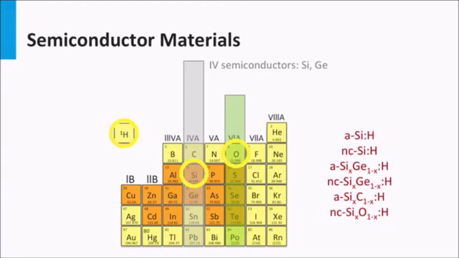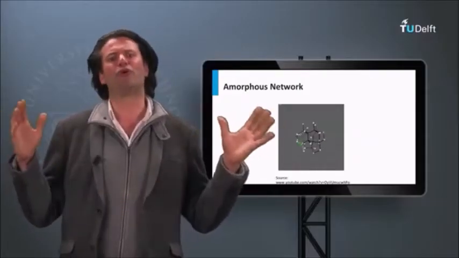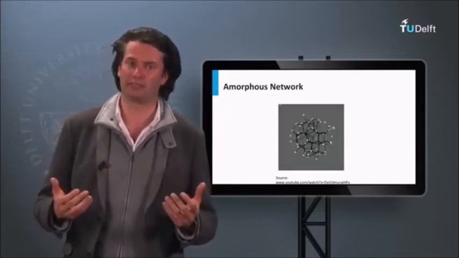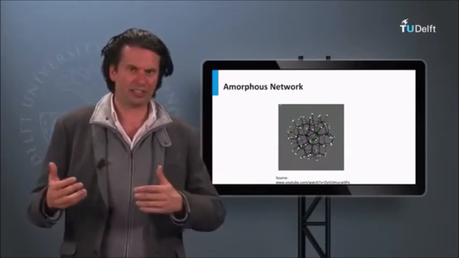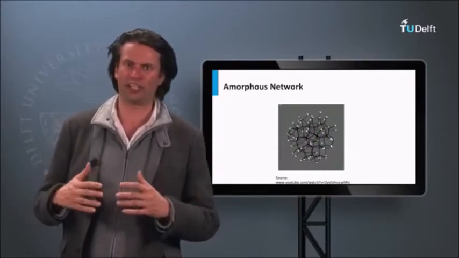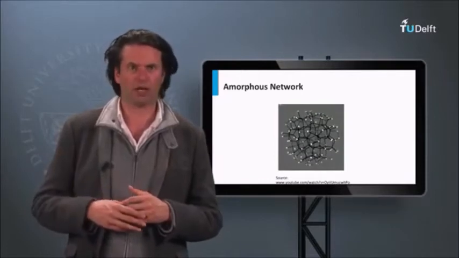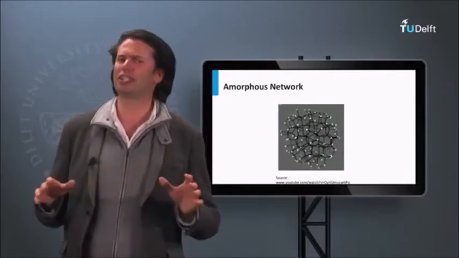All these alloys can be doped. Even the nanocrystalline silicon oxide can be doped p-type by adding boron or n-type by adding phosphorus. How does an amorphous lattice look? Last week we discussed crystalline silicon. Crystalline silicon has an ordered lattice in which the orientation and structure is repeated in all directions. For amorphous silicon this is not the case.